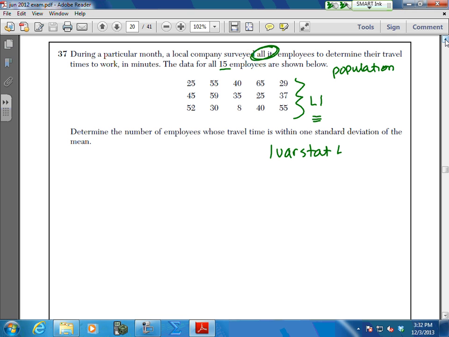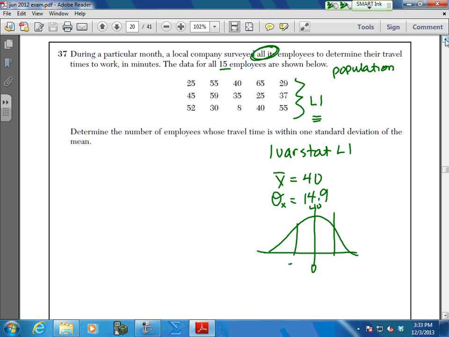One Var Stat L1 to find your mean and to find your population standard deviation. Remember to make it your population standard deviation. Now, from here, we're going to look at your standard deviation curve. Here's your mean in the middle of 40. Here's one above, one below. We add 14.9 and we subtract 14.9. So we want anybody that falls between 25.1 and 54.9.